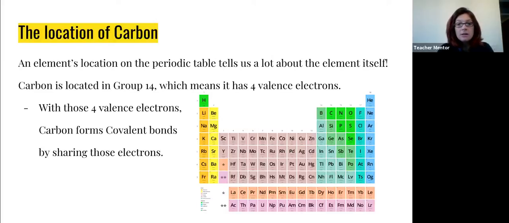So carbon is in the unique position where it can actually share. It's right in the middle of those 8. It might take more energy to give those 4 electrons away, and it might take more energy to take on 4 more electrons. So most generally, common compounds are formed by carbon forming covalent bonds, meaning that it will share those 4 valence electrons.